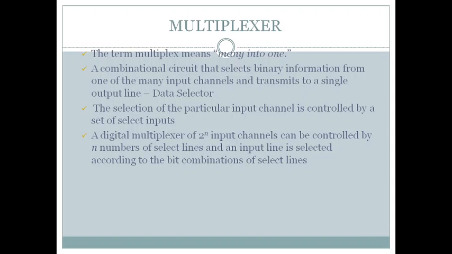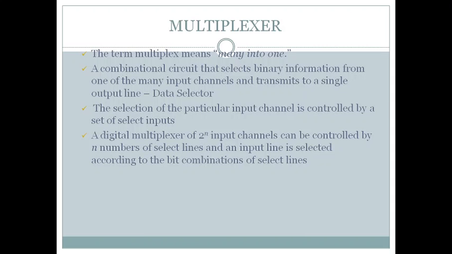So in the same way, for example, if you have one select input, the select input can be either 0 or 1. That means it will be able to select two different channels. When it is 0, it will select one channel. When it is 1, it will select the other channel. In the same way, everything now we are talking in terms of binary, right? So that is why any input can take only two values, 0 or 1.